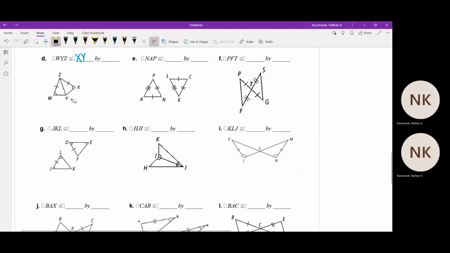And last but not least, I'm looking at Z. Z in my first triangle right here is between the 1 tick mark and the no tick mark. So what's between 1 tick mark and no tick mark here? Well, that is Z again. So I need x, y, z instead of w, y, z.